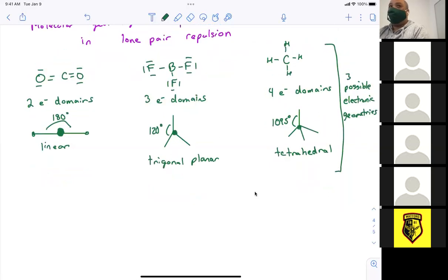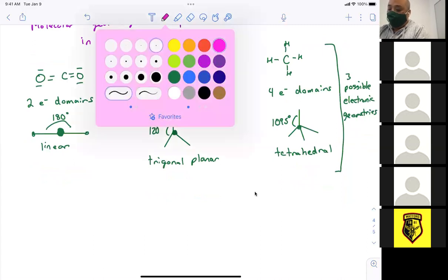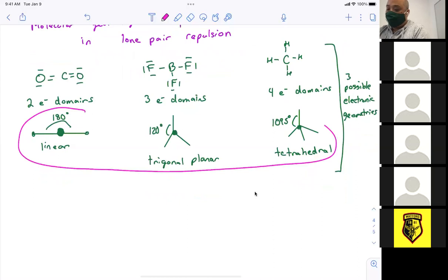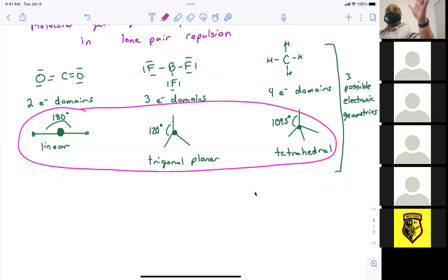I'm drawing it this way intentionally because the way I have you memorize it is based on knowing the electronic geometries and then taking stuff away from the electronic geometry to figure out the rest of the shapes. And you'll see how that works. So these 3 shapes I drew on purpose that way. And you'll kind of see what I mean.